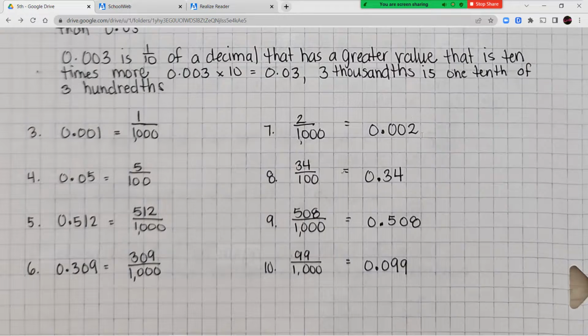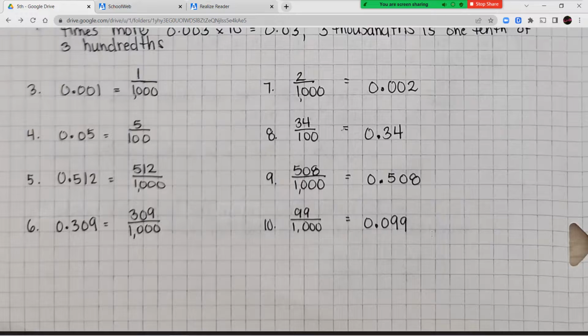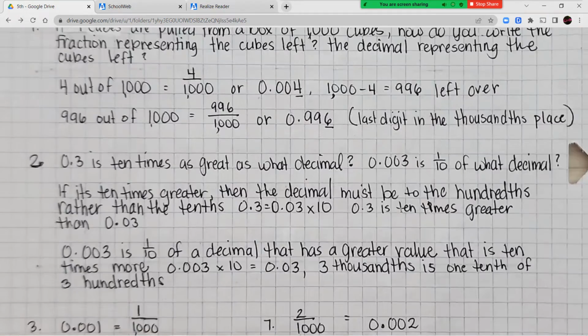That 2 gets placed in the thousandths place. 34 out of 100 is 34 hundredths. That 4 is in the hundredths place, and that's what we read. 508 out of 1,000 is 508 thousandths. Again, that 8 is in the thousandths place. And then 99 out of 1,000 is written as 99 thousandths. So that means that last 9 needs to be in the thousandths place.